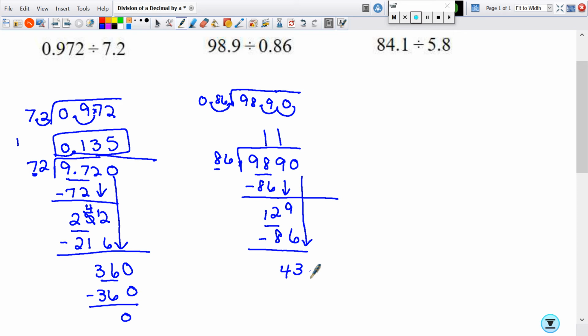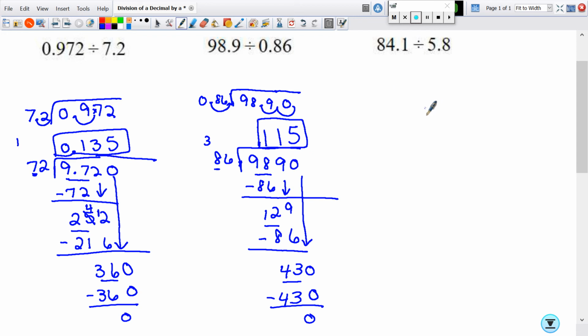Bring down the next number, 430. 8 goes into 43 5 times. 5 times 6 is 30. Write down the 0, carry the 3. 5 times 8 is 40, plus the 3 is 43. You subtract, get 0. Now you're done. And this answer came in evenly. It didn't have any decimal points in it. So 115 is the answer.